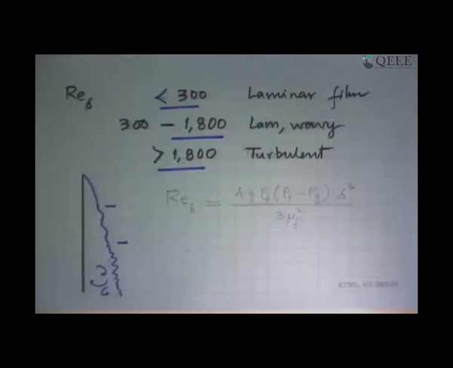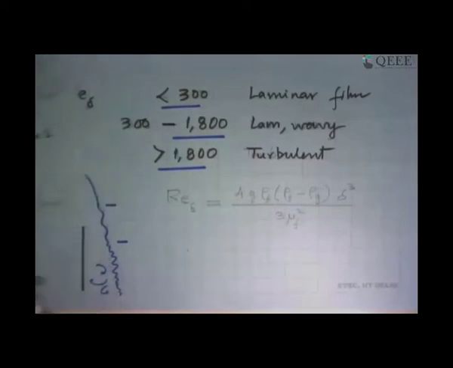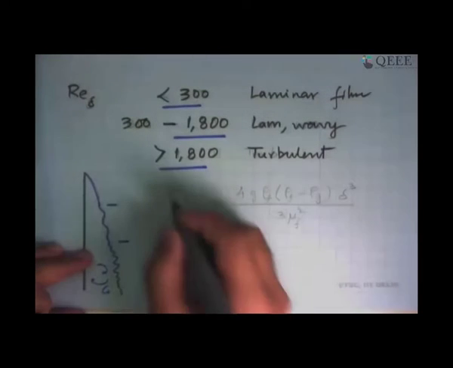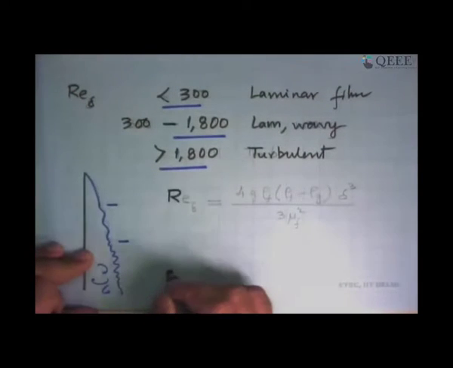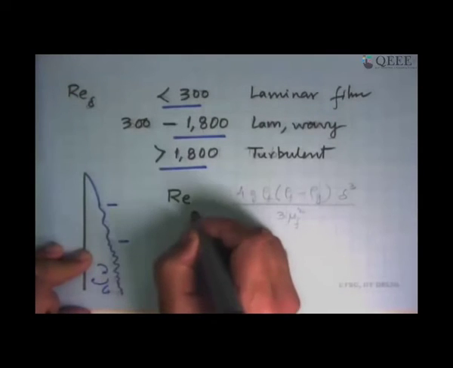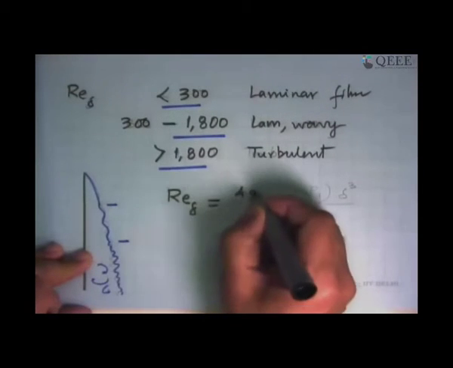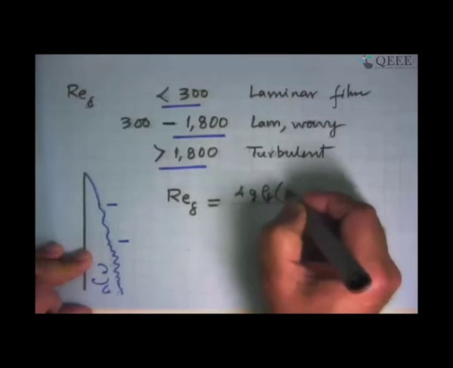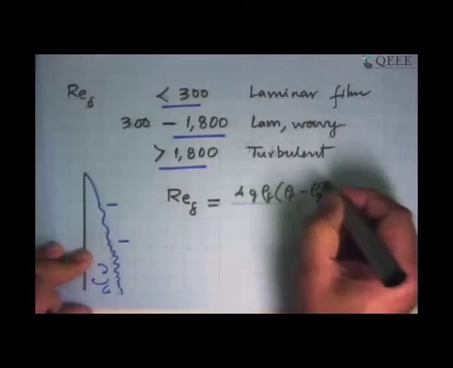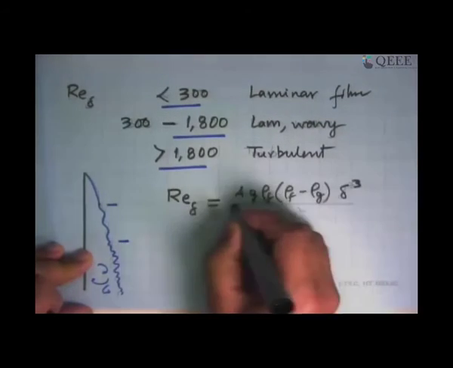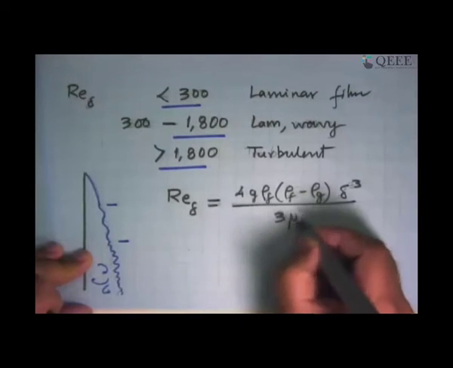As I mentioned, making a laminar film isn't always the easiest thing to achieve, and even if you achieve it, as an engineer, you would not like to achieve anyway. Now, we go back and look at this equation and substitute for u bar, and we get Re delta is equal to 4g rho f into rho f minus rho g delta cube upon 3 mu f square.